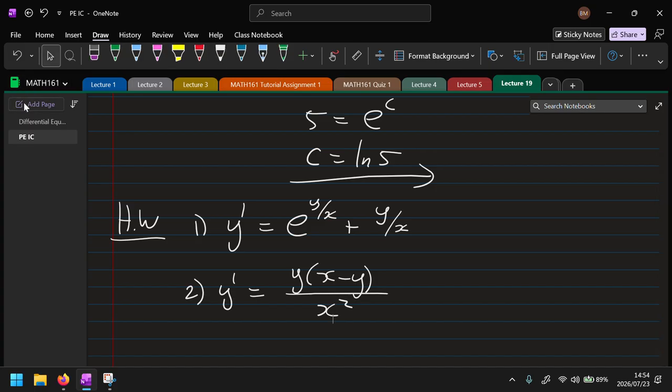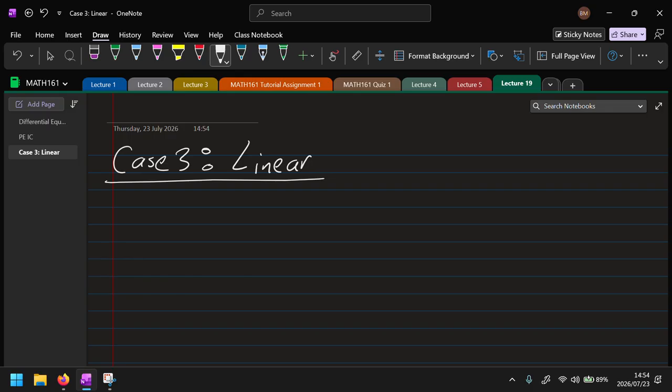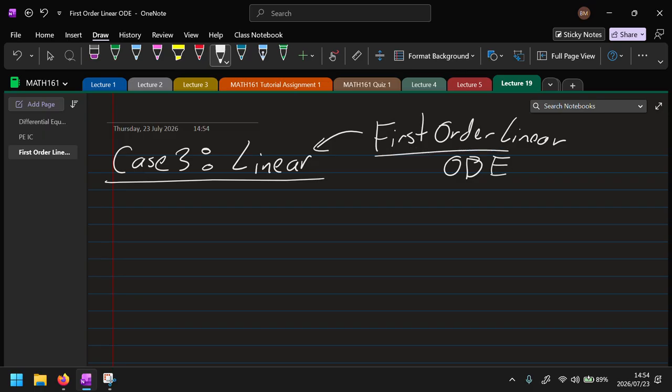Okay. So the final case, case 3. This is when the differential equation is linear. And when we say linear, remember first order linear ODE. So we shorten that to just linear. If you're confused with any of those words there, go back to the previous lecture, see what does first order mean, what does linear mean, what does ODE mean. But we're just going to call that linear.